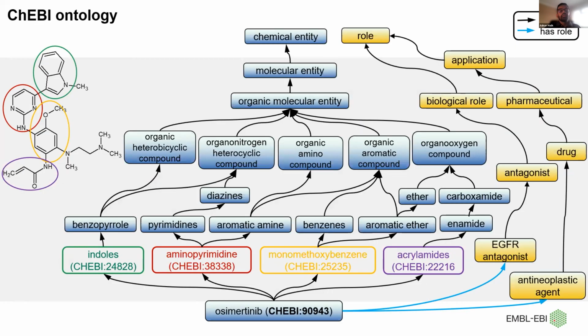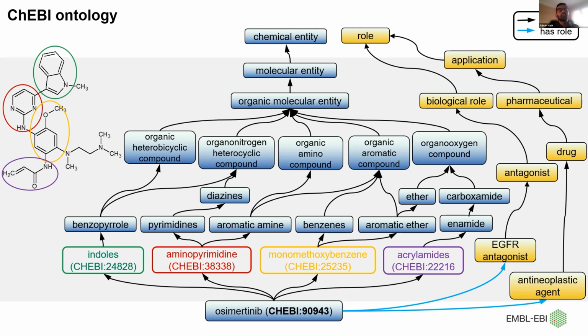So in addition to this, any chemical structure which comes into the database, we also assign it within the ChEBI ontology. So the ChEBI ontology is a chemical ontology where we classify molecules based on the molecular structure and also the biological function of that compound. So here is just an example of osimertinib, a drug used for the treatment of non-small cell lung cancer. So the structure of osimertinib is shown on the left-hand side. So what we do, we actually break the molecule down into its various components and functional groups.